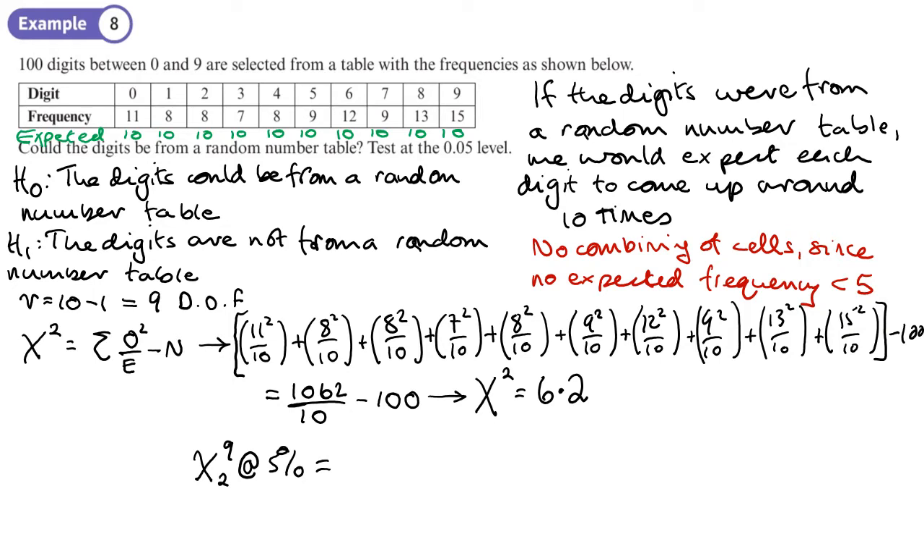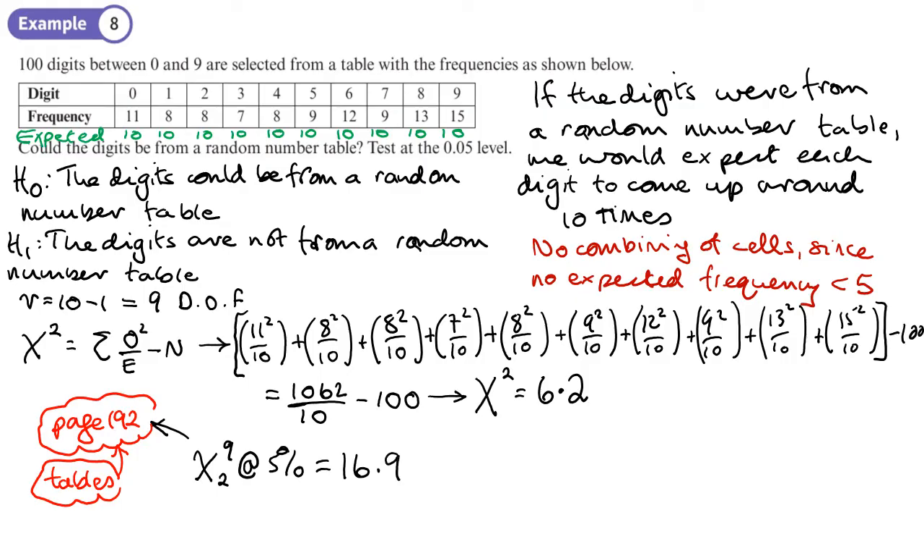Right, so on page 192, just put a reminder there, this is page 192 in the book where you will find the tables, and it's also in the formula book as well, so you don't need to memorize all the values, which is useful. And we get a critical value of x squared of 16.919. Now what does that tell us?